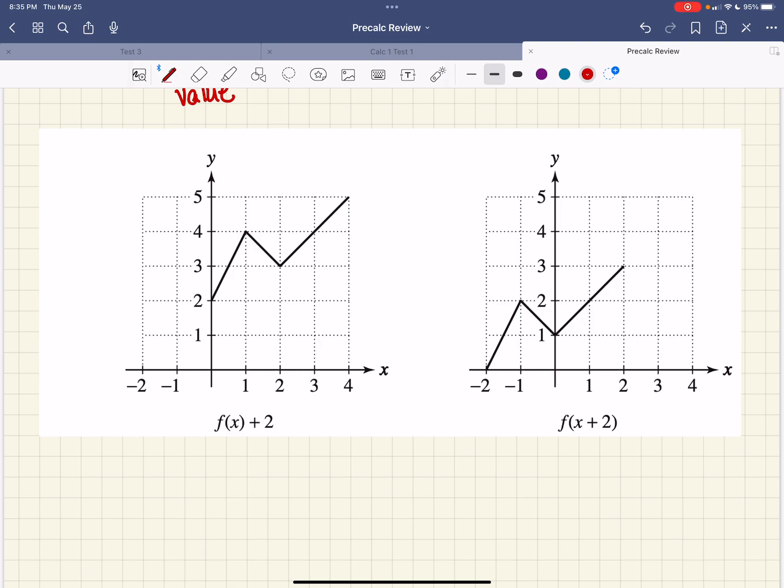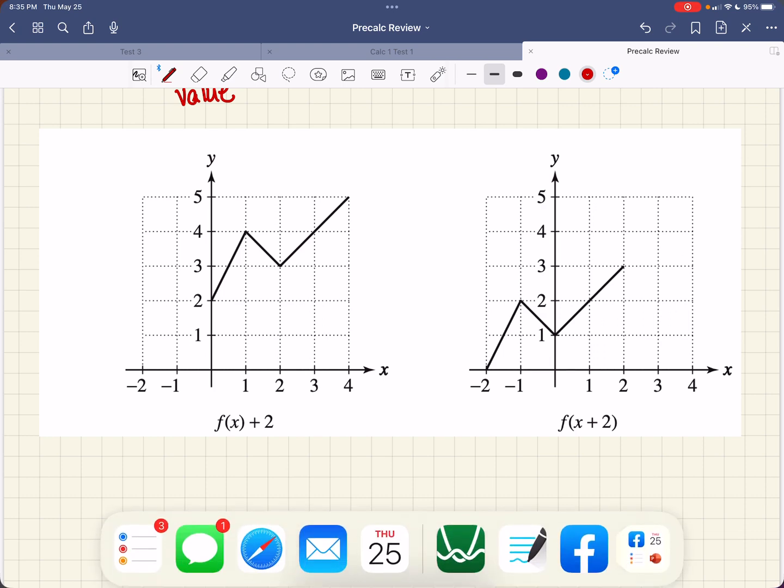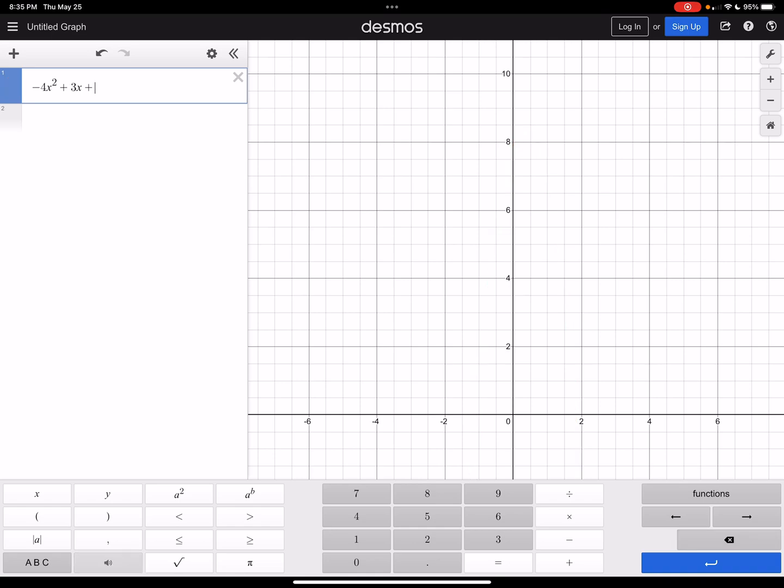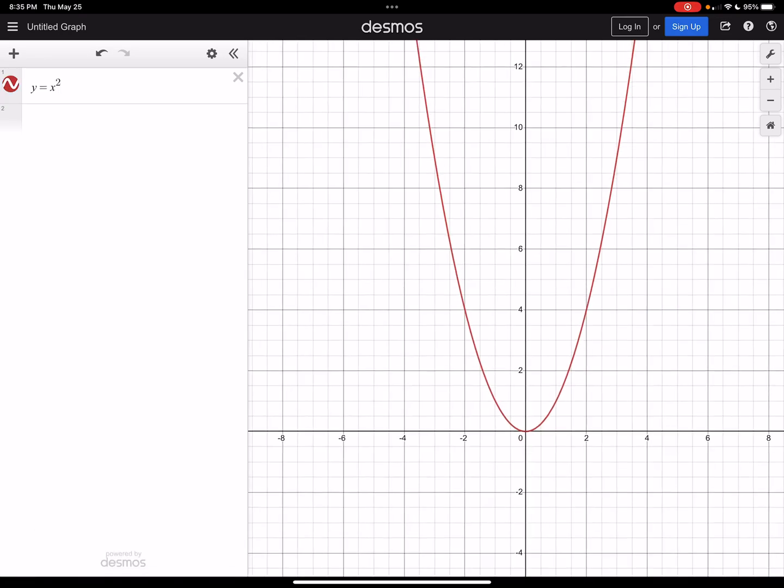I just want to pull up Desmos for just a second and remind you what that looks like, and show you what that looks like on Desmos. So let's just take a function. Let's take x squared. So I've just got y equals x squared right here.